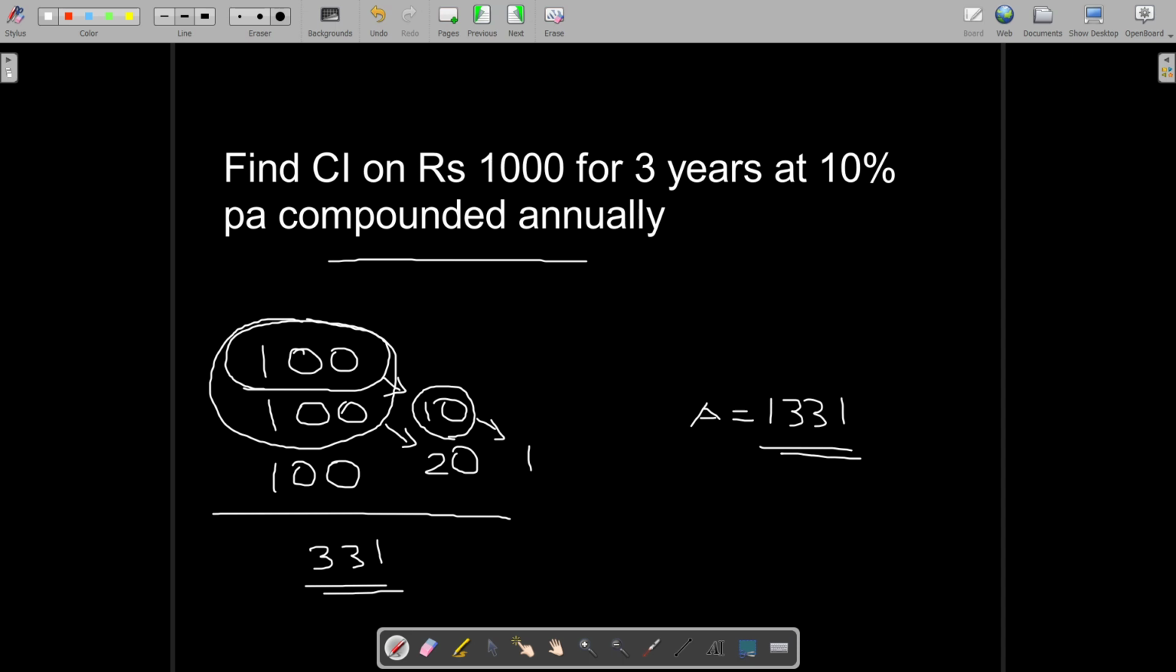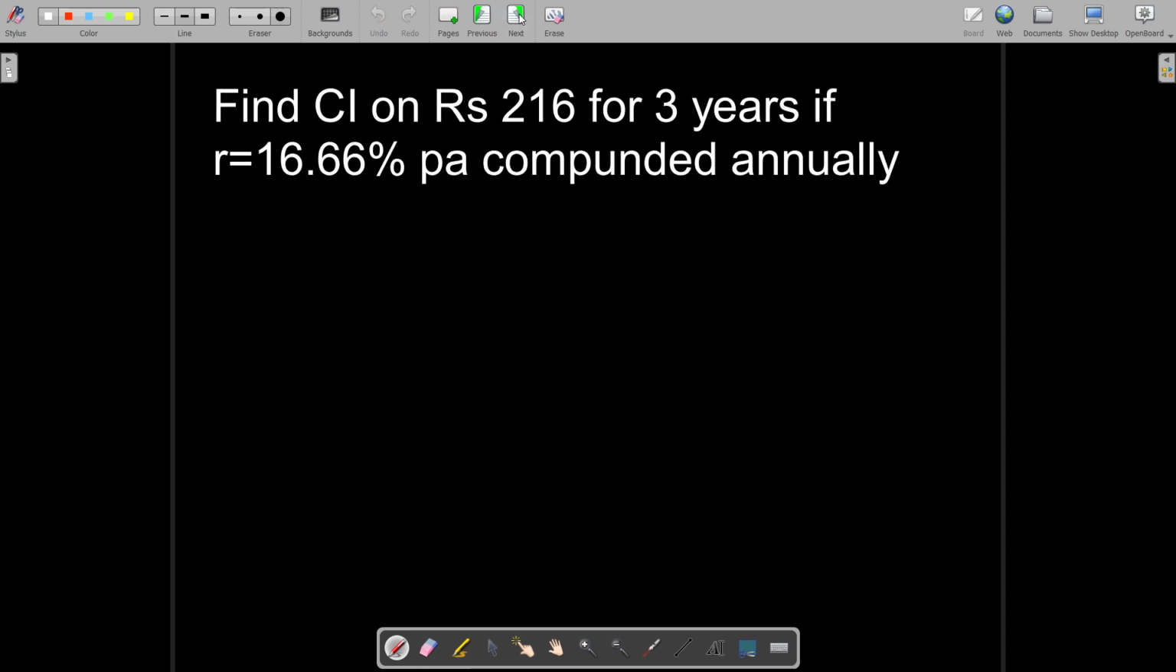Now moving on to the next question. Find the compound interest on ₹216 for 3 years if rate of interest is 16.66% per annum compounded annually. You have to know basic percentages. 16.66% means 1/6.